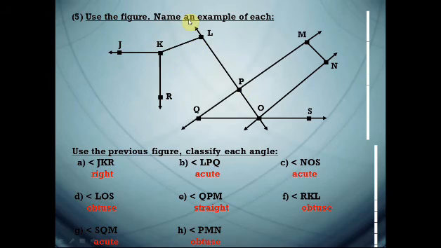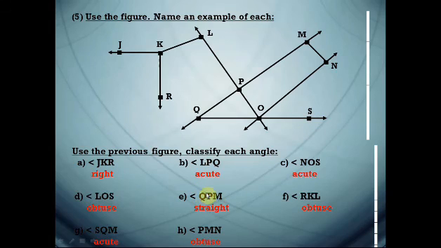Use the same figure. Write the kind of each angle. Classify each angle. Angle JKR is a right angle. Angle LPQ is an acute angle. Angle NOS is an acute angle. Angle LOS is an obtuse angle.